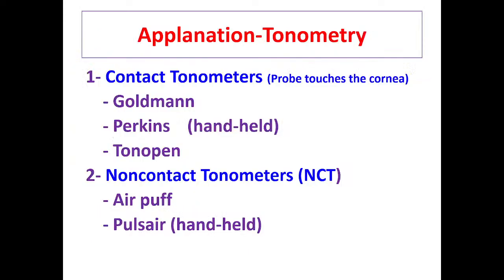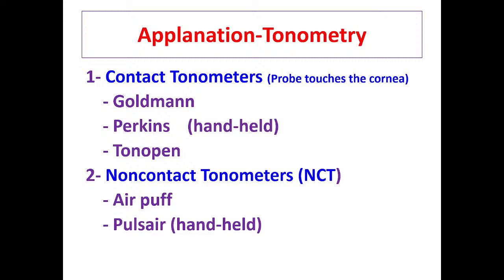So more accurate are applanation tonometers, which applanate means just flatten the cornea center, it does not indent the cornea. Okay. Flattens the cornea. So now there are 2 types. One is contact tonometer, means you are touching the cornea. Non-contact means you are not touching the cornea. Okay. These are 2 types of tonometer.